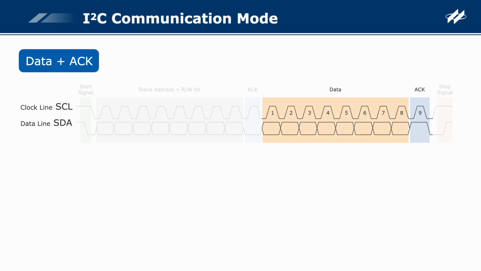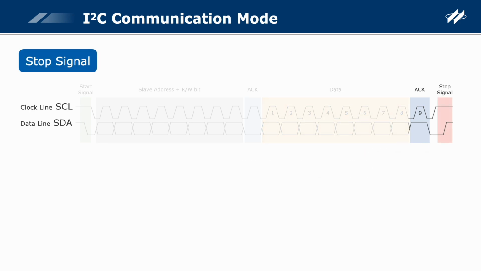After the transmitter completes the data transmission through 8 clock cycles, the receiver will transmit an acknowledge signal on the 9th clock cycle. A high level means not to acknowledge and the receiver no longer receives data. A low level means to acknowledge and the receiver will continue to receive data. As shown in the figure, the signal on the 9th clock of data transmission is a high level. It means to not acknowledge and the receiver no longer receives data.